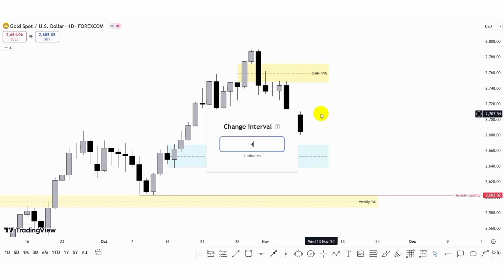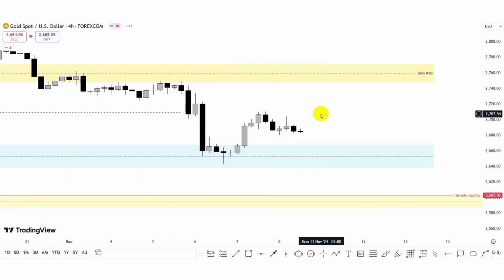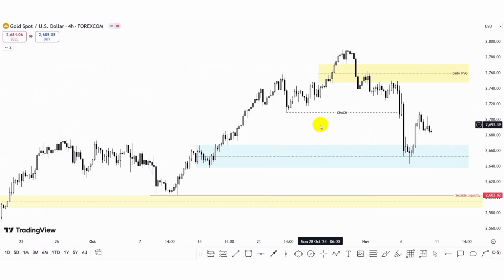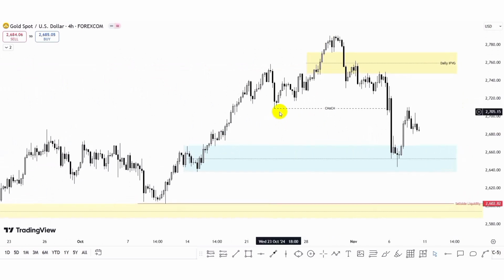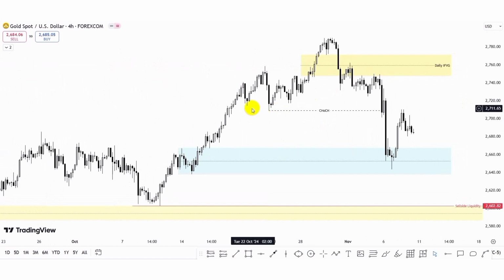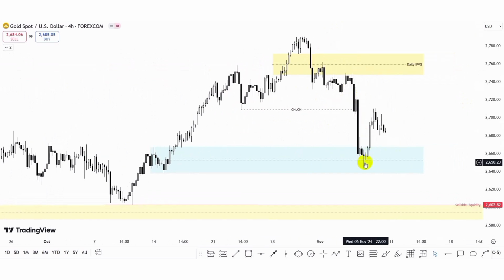So let's check the 4-hour time frame. In the 4-hour time frame, what we can see is the change in market character. We have this market structure shift. Price created this high, returned, took out liquidity, price pushed further to the upside. Now price fell to the downside and then took out this low. We can see this candle body closing below this swing low point.